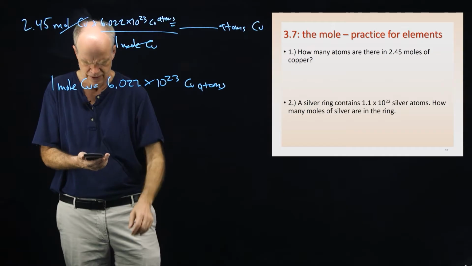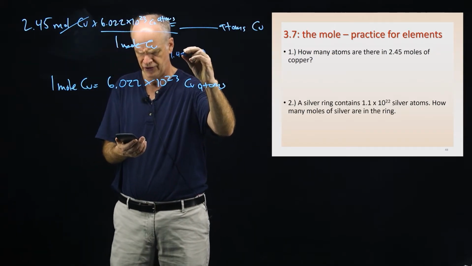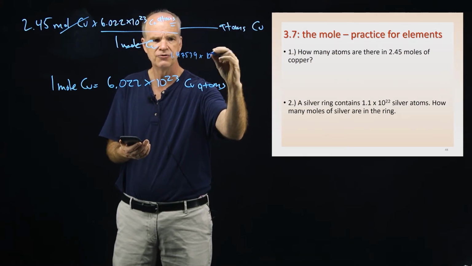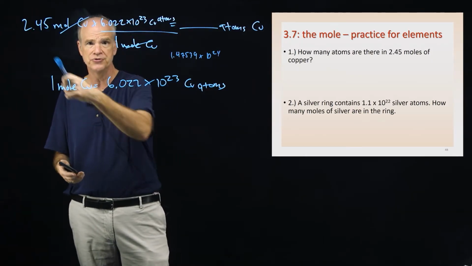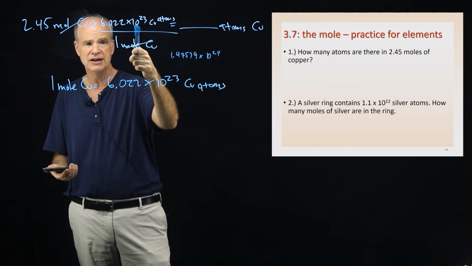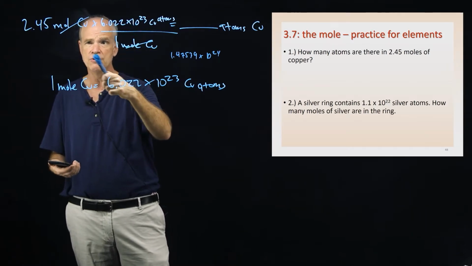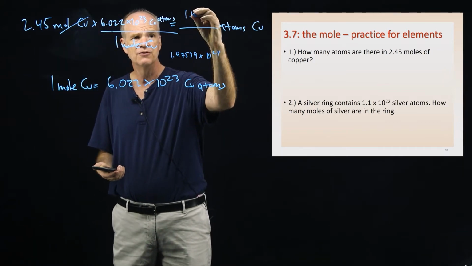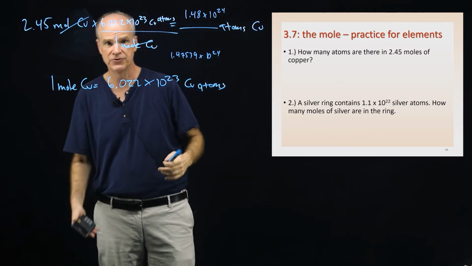And I get on the calculator, it's going to be 1.47539 times 10 to the 24 atoms of copper, but you'll round that to the correct number of significant figures. There's 3 here, there are 4 there. This is not an exact number, Avogadro's number. Here we have it to 4 significant figures. And so what we want to do is round this to 3 significant figures. So it should be 1.48 times 10 to the 24 atoms of copper.